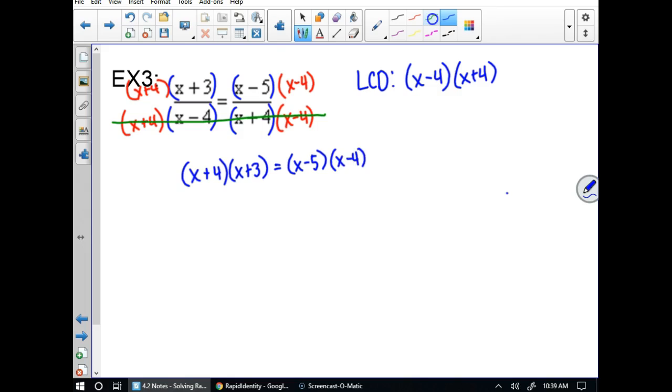You'll notice if you had cross multiplied, you do x plus 3 times x plus 4, that's this side, and you do x minus 4 times x minus 5, that's this side here. So you can cross multiply here if you want. It's just not going to work on all the problems. So it would only work when you have these two equal to each other. So that's why I'm showing you the other way.